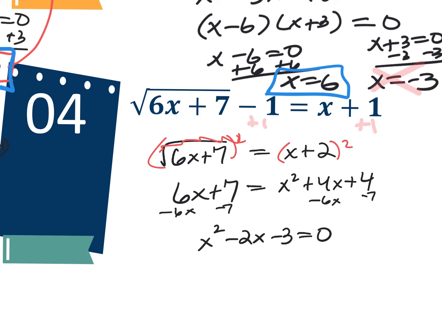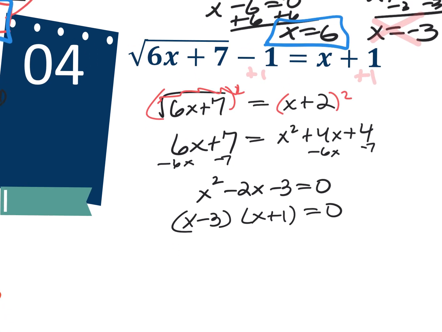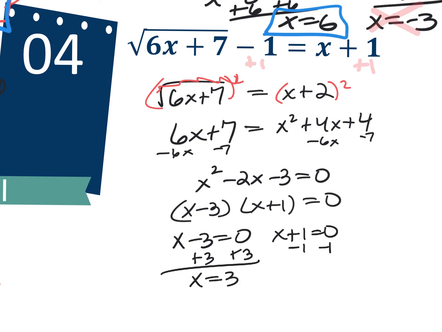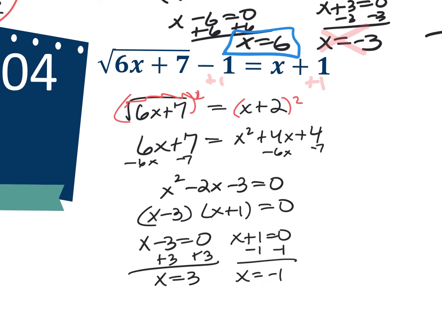And notice it's the same one that I just did in example 3. Same trinomial. Just a coincidence. X minus 3, x plus 1. Set each one equal to 0. Add 3. X equals 3. Subtract 1. X equals -1.